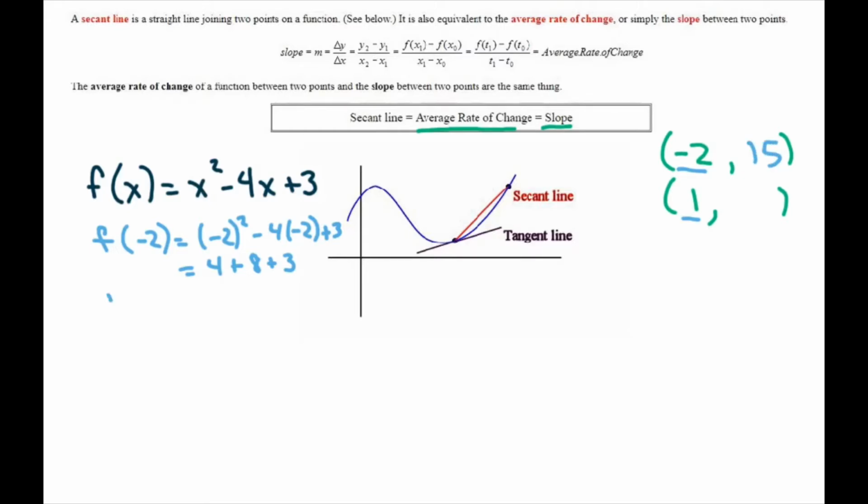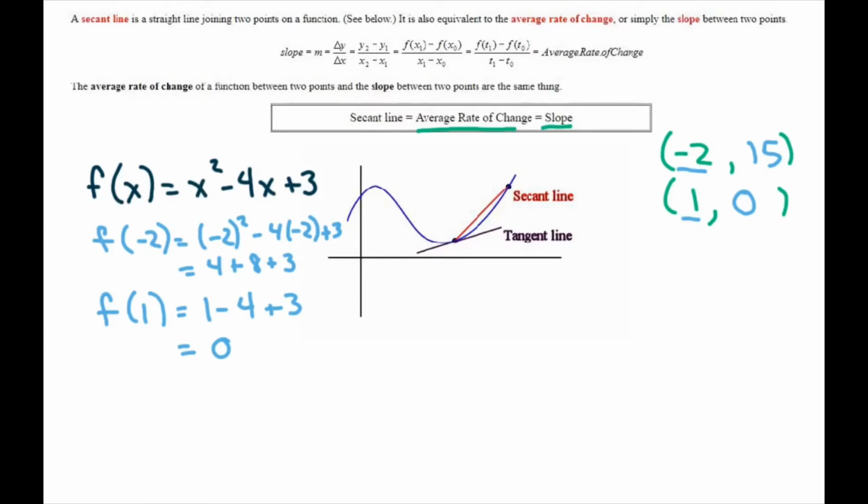And then we also have to find f of 1, which is just 1 minus 4 plus 3. And that just equals 0. 4 minus 4 is 0. All right? So there's that.